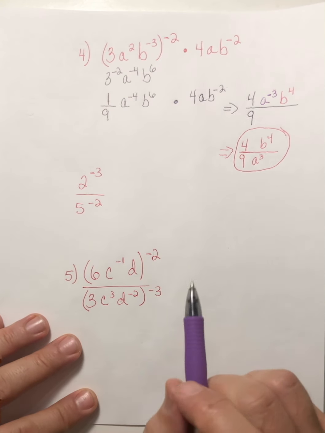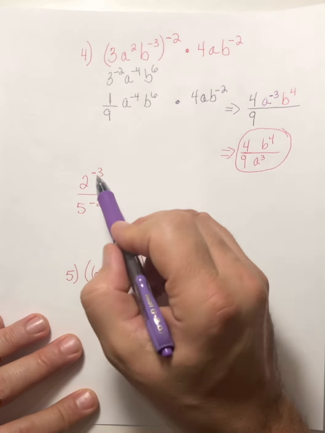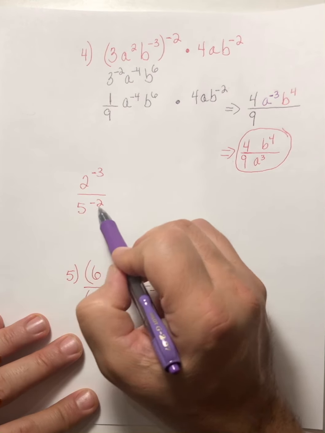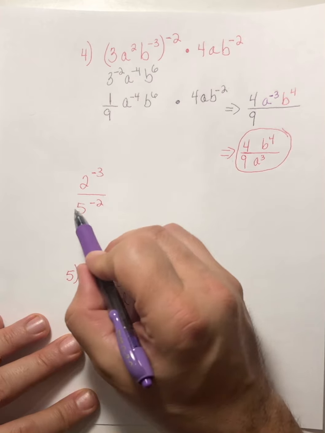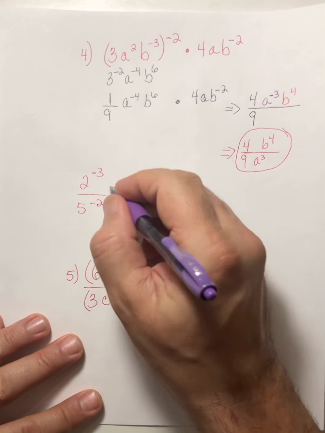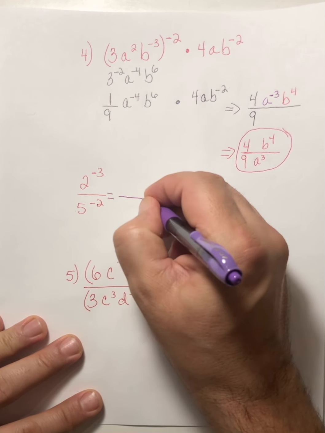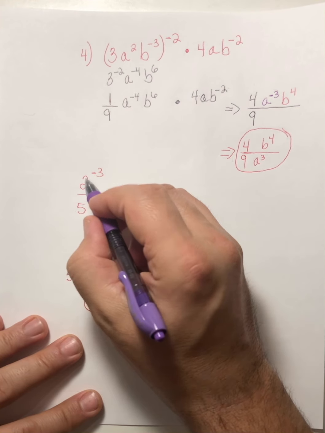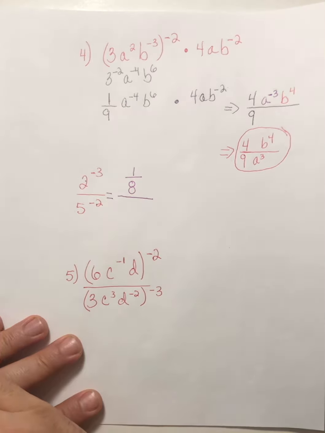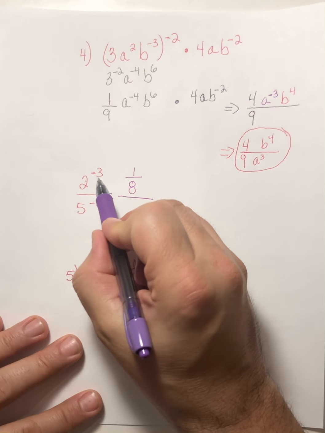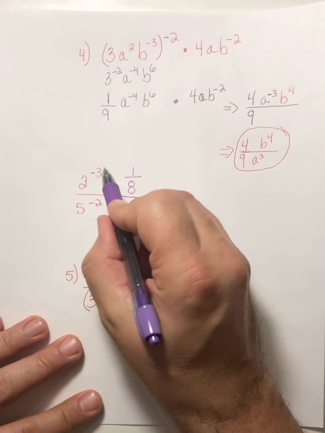All right. Now, before we get into 5, I want us to look at this. What does this actually mean? It's 2 to the negative 3rd over 5 to the negative 2nd. I'm going to follow my rules. So this is right. This is 1 over 8. And how did I get 8? Right, 2 to the 3rd is 8, but we had to say it's a negative exponent.